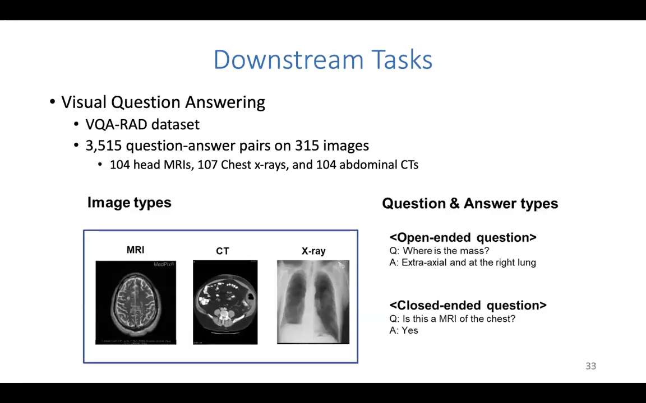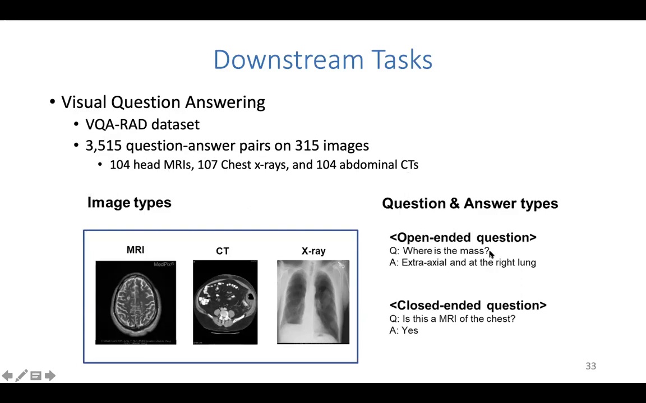Another downstream task is visual question answering. There is a data set called VQA-RAD, which is VQA radiology. This data set consists of about 3,500 question-answer pairs on 300 images, and the images consist of MRIs, X-rays, and CTs. So it's not just X-ray images. A question can be based on MRIs, CTs, or X-rays. The questions are usually either open-ended or closed-ended.